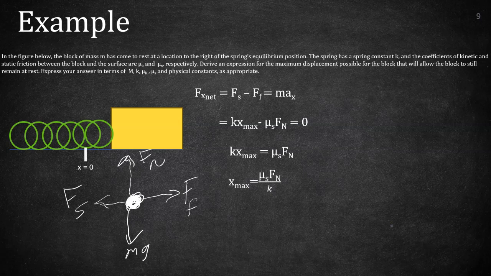Is that it? Let's check. Express your answers in terms of m, k, mu s, and physical constants. Mu s, that's allowed. Fn, that's not listed, so that's not in. So we need to figure out what is our normal force. Looking at our free body diagram, it's pretty obvious what our normal force is equal to. It's equal to the weight force, capital M times g. g is a physical constant, so we're allowed to use that.